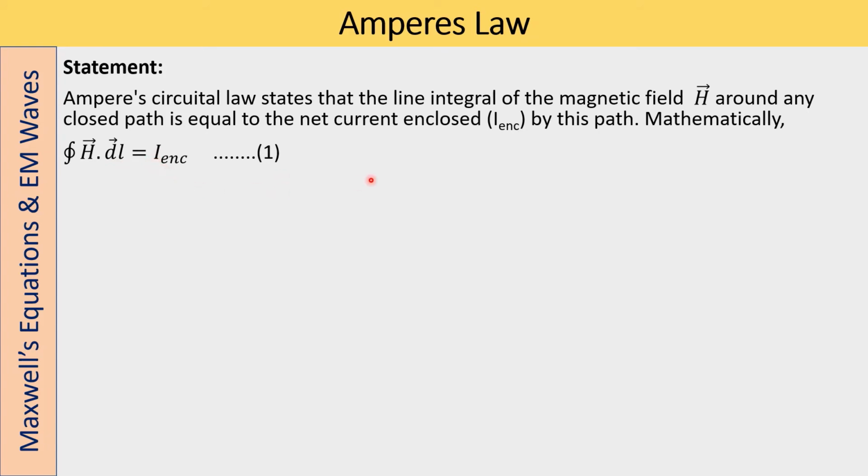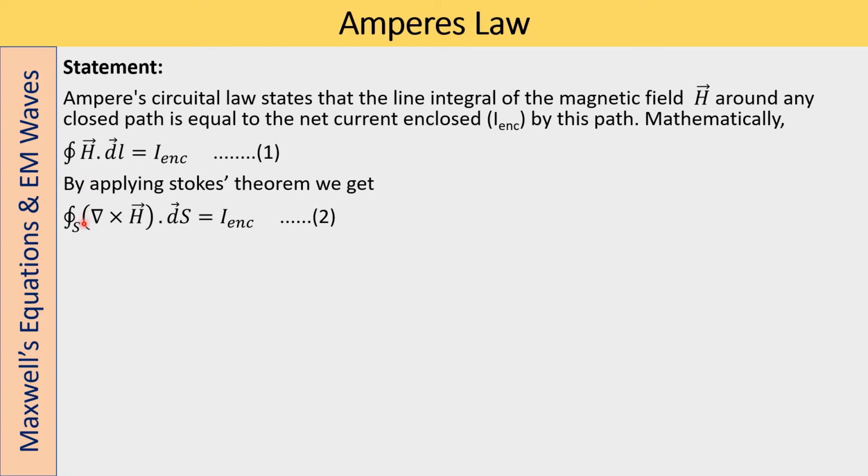That is equation 1. By applying Stokes theorem, we can convert this line integral to the surface integral. Therefore, the surface integral of curl H dot ds is equal to the current enclosed. That is equation 2.